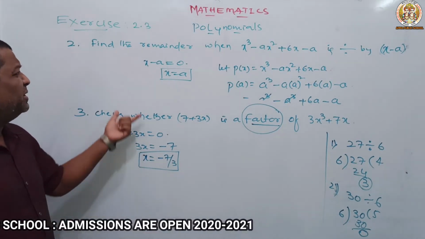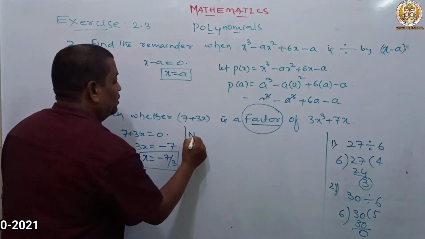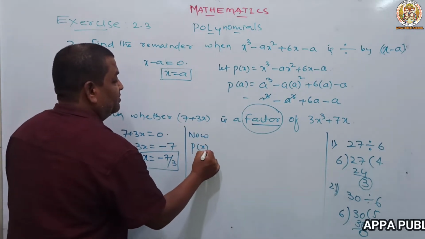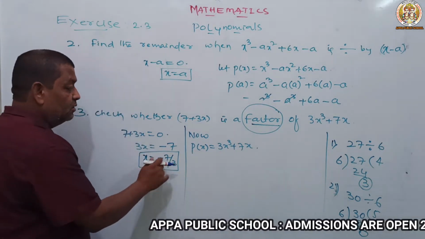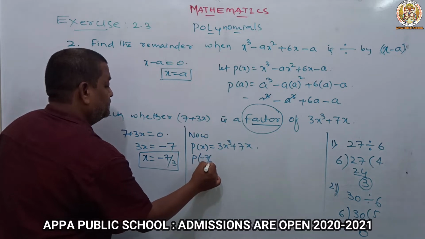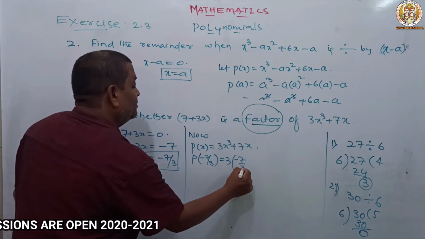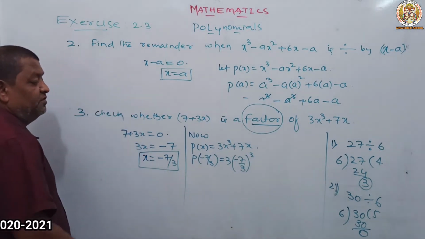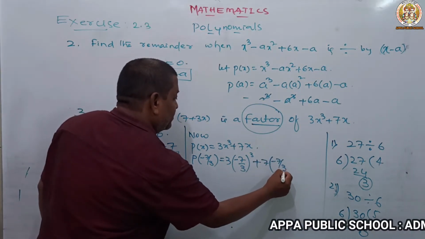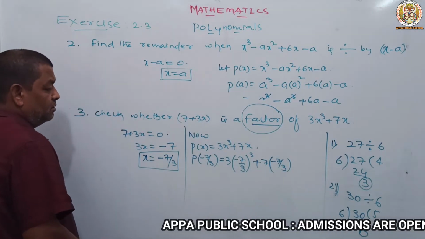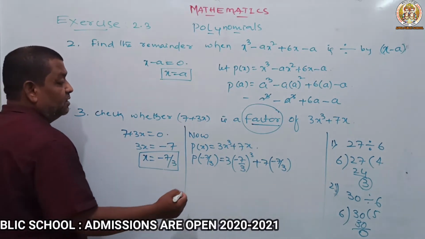So as usual, what we did in the remainder theorem, substitute the x value in the given polynomial. Now p of x is equal to 3x cube plus 7x. Substitute the x value. P of minus 7 by 3 is equal to 3 of minus 7 by 3 whole cube plus 7 into minus 7 by 3. So what did we do? We replaced x by minus 7 by 3. Open the bracket.